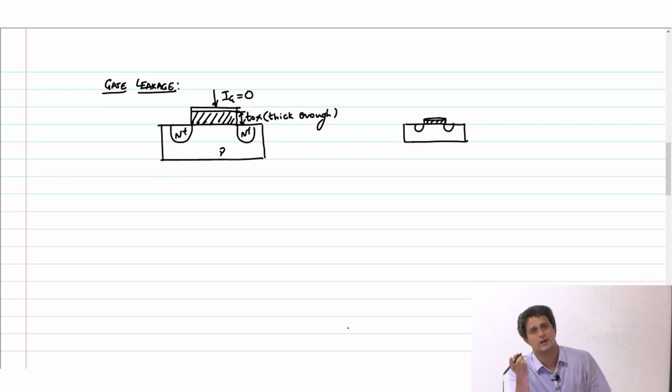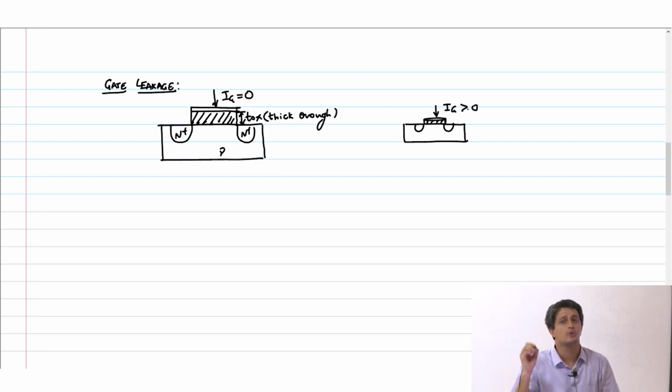If you scale the device, then this current started going up. Ig became greater than 0. This is purely a quantum mechanical effect. It cannot be explained through classical effects, right? The wave function of the electron would sort of go into the oxide, and there is a finite probability that the electron will be found on the other side of the oxide as well. And this forms a significant amount of current if you just blindly keep scaling your device.